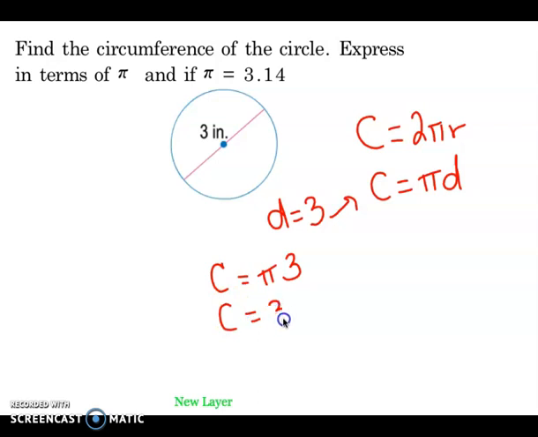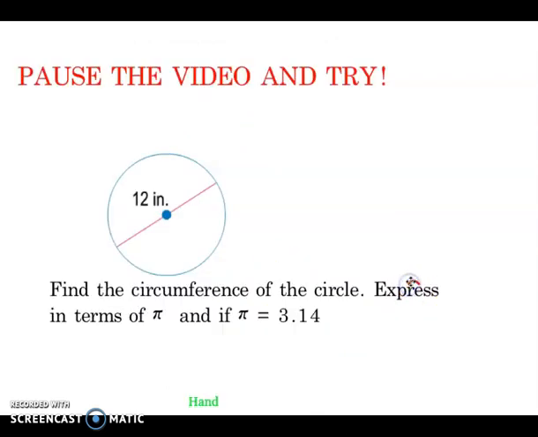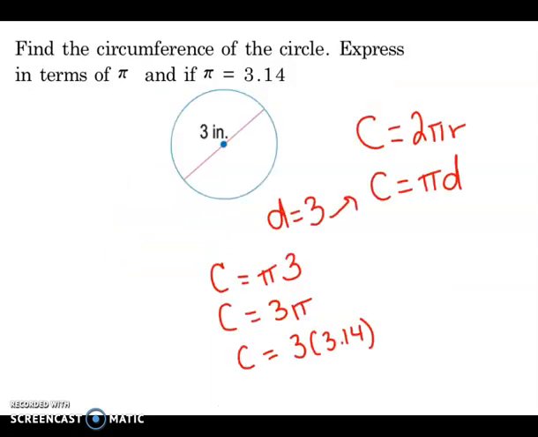So the circumference is 3 pi. And then we are going to evaluate if pi is 3.14. So we sub in 3.14 for pi, and we are multiplying. 3.14 times 3 gives me a circumference for this circle of 9.42. Okay? So you're using the formula for diameter because you're given the diameter, and then you multiply.